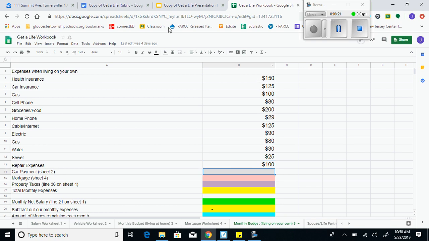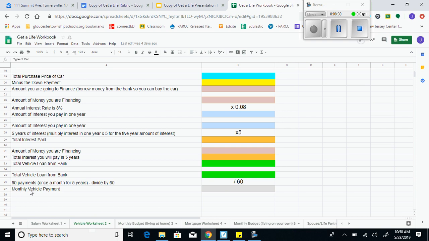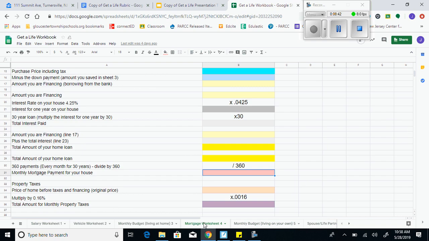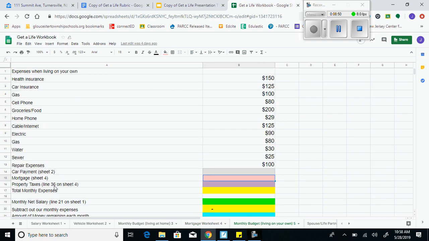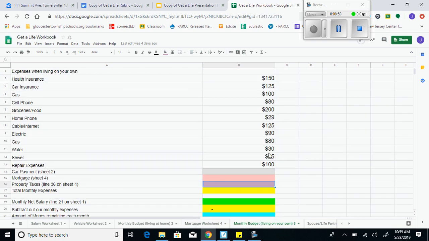Here, you have to fill in your car payment from sheet 2. So you have to click on sheet 2, and your car payment is going to be located down here, monthly vehicle payment, line 37. So that's where you're going to get that number. The next you have to fill in right here is your mortgage. How much are you paying for your house a month? That is on sheet 4. Your monthly mortgage is this number right here in pink. Next, you need to pay for your property taxes each month, which is the final number you found on sheet 4. You're going to add all of that up, and that will give you your total monthly expenses.